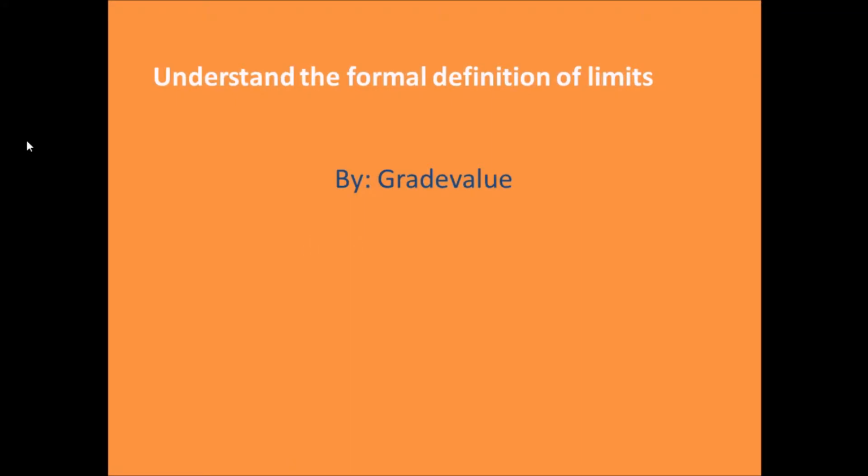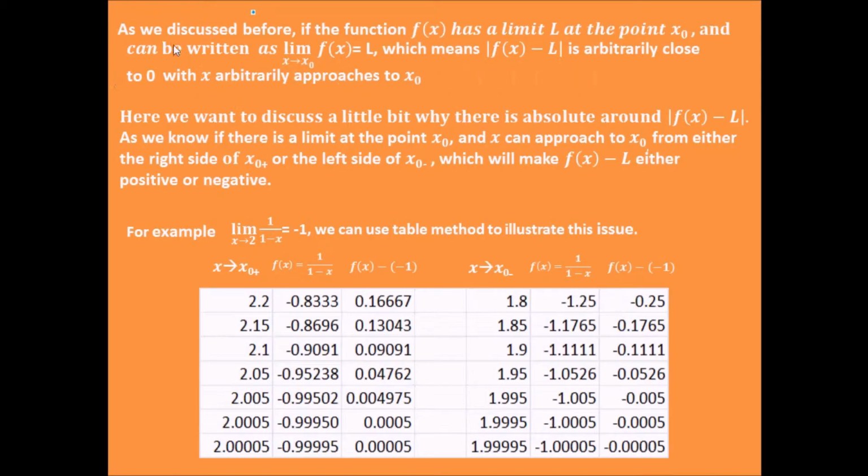Hello everyone. Today I'm going to teach you how to use the formal definition of limits. As we discussed before, if a function f(x) has a limit L at the point x0, then it can be written as limit f(x) as x approaches x0 equals L, which means the absolute value of f(x) minus L is arbitrarily close to 0, with x arbitrarily approaching x0.